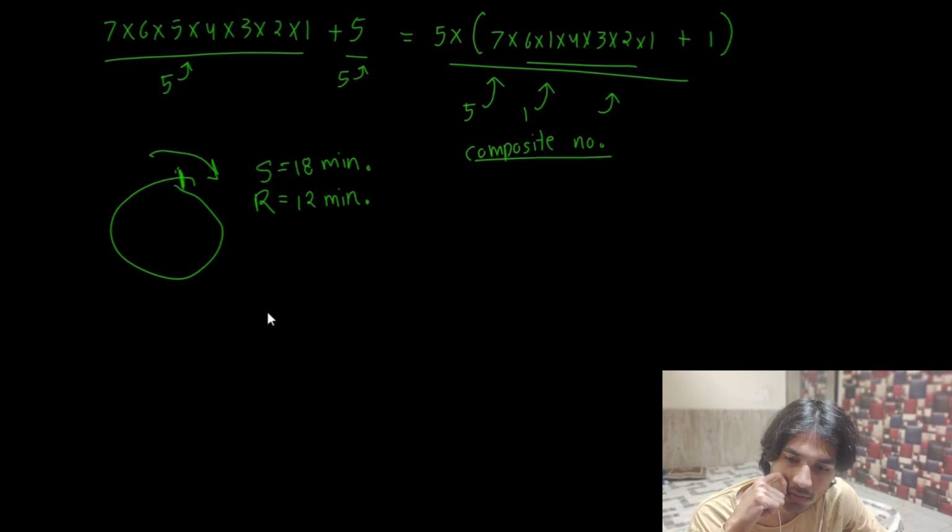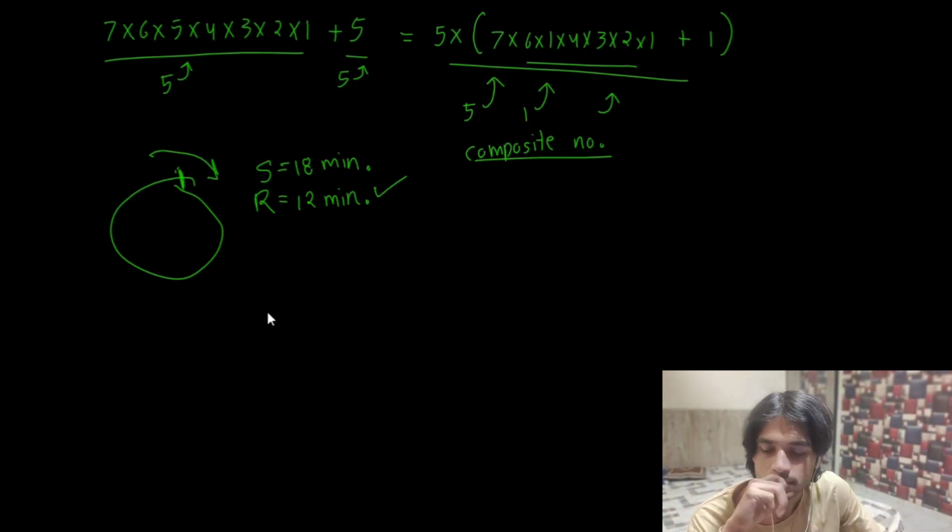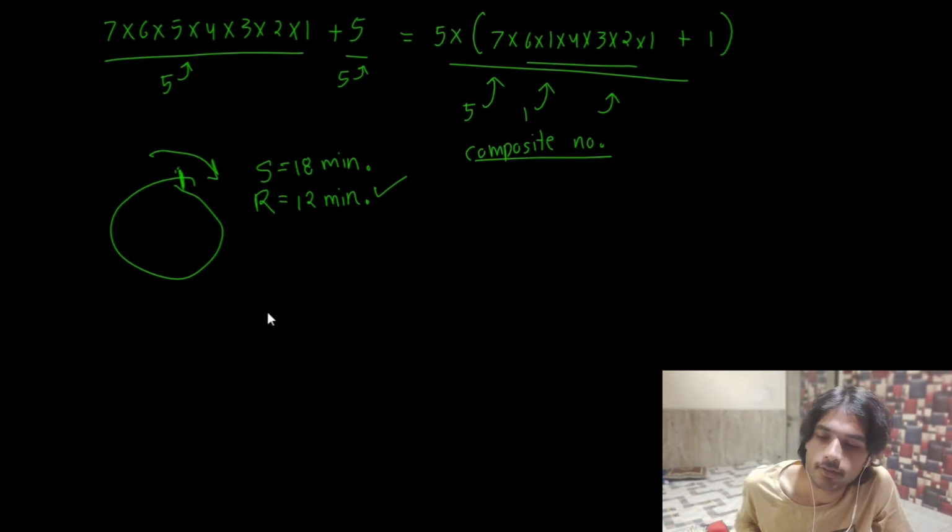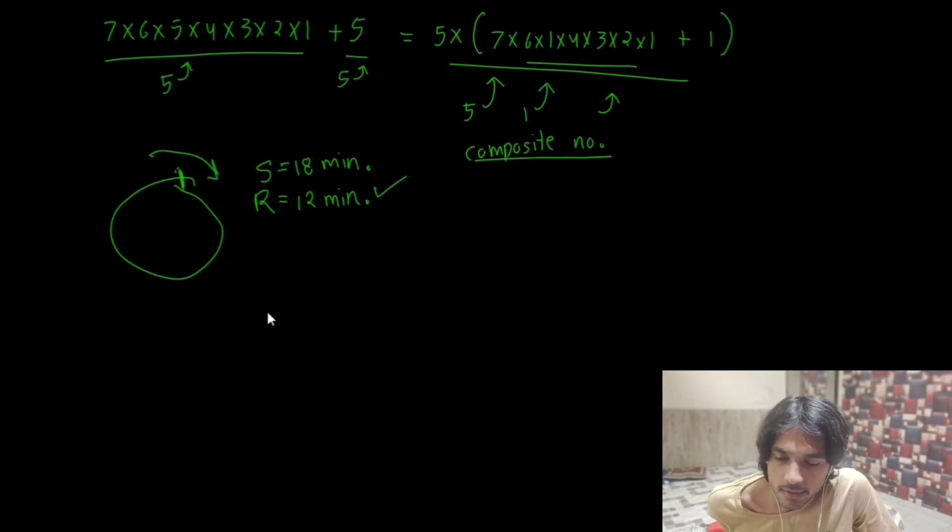I have to find out when they will meet again. Because Sonia is taking 18 minutes to complete the same path and Ravi is taking 12 minutes, Ravi is obviously faster, right? So as soon as they start the race, Ravi will get ahead of her. When will they meet again? Suppose K is the time when they will meet again.